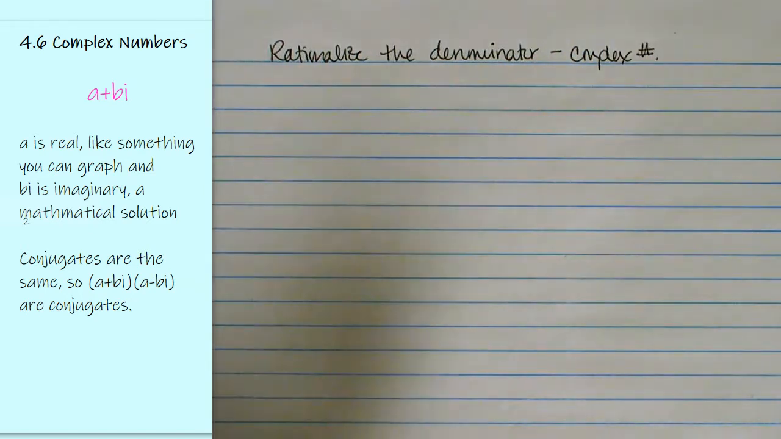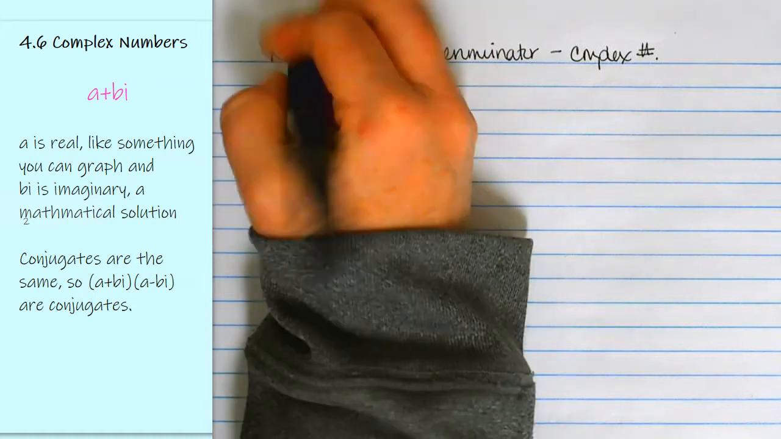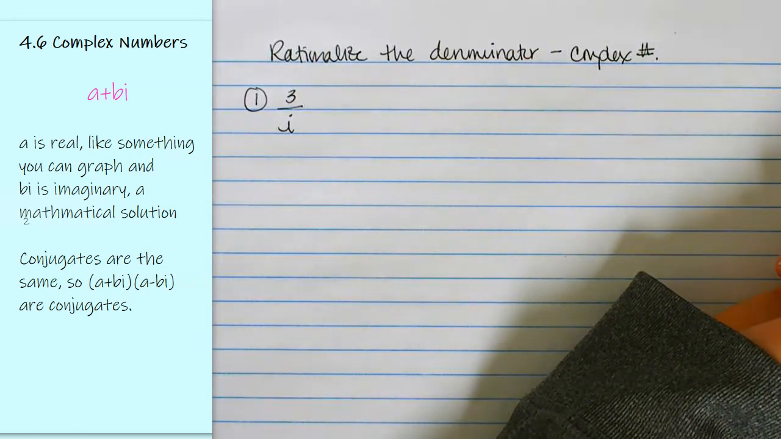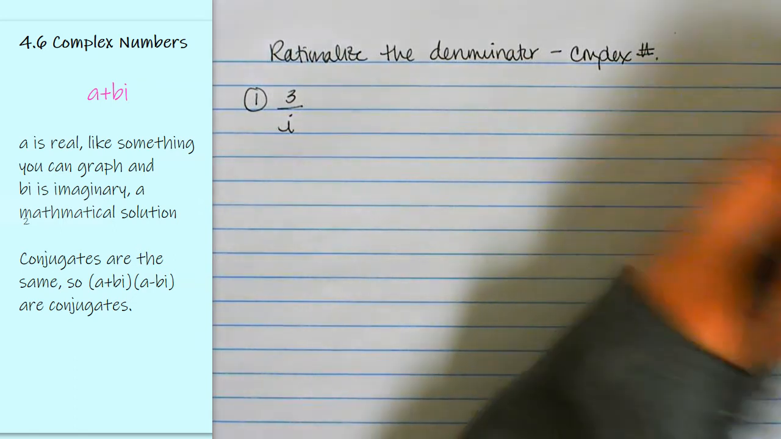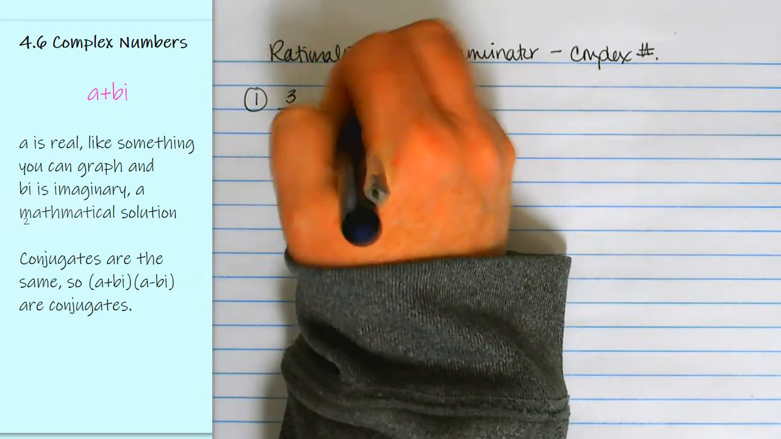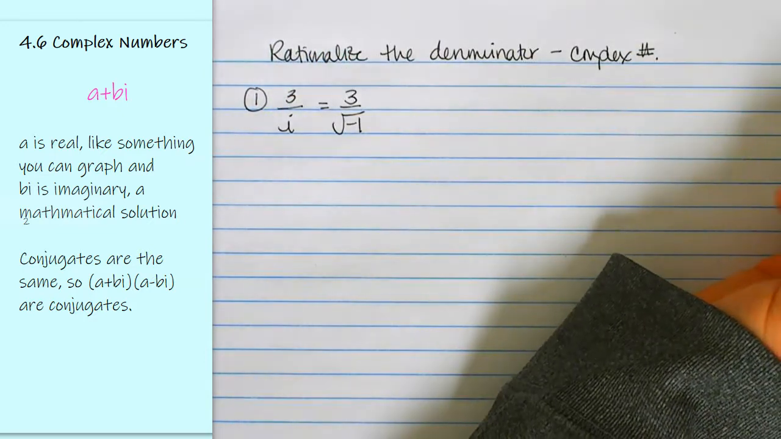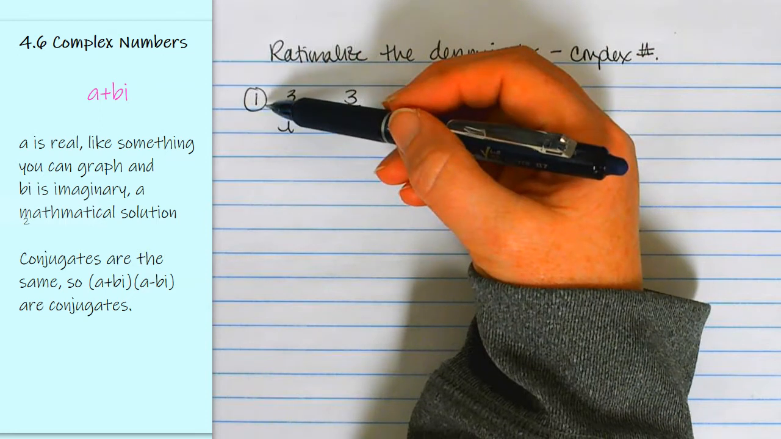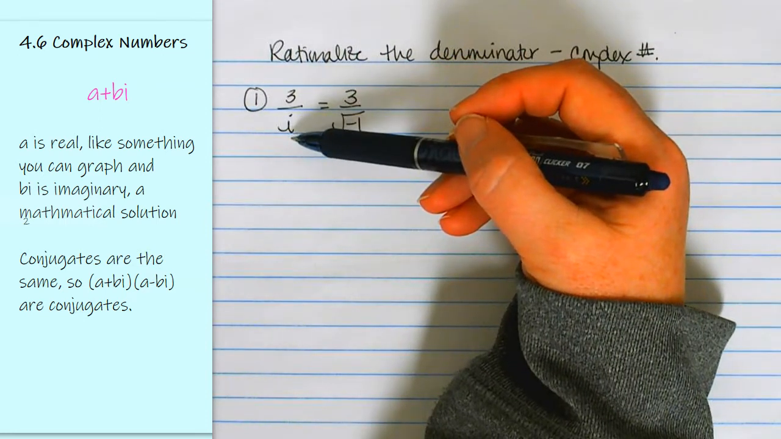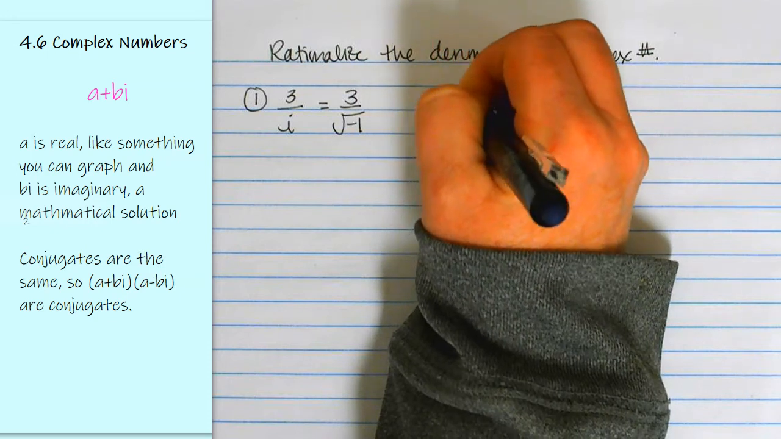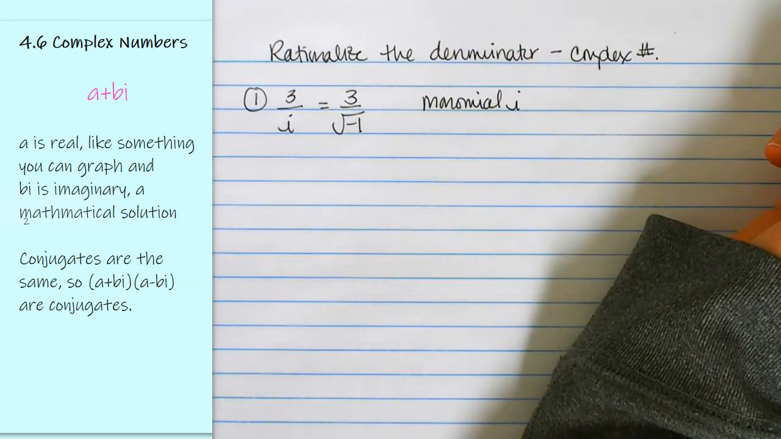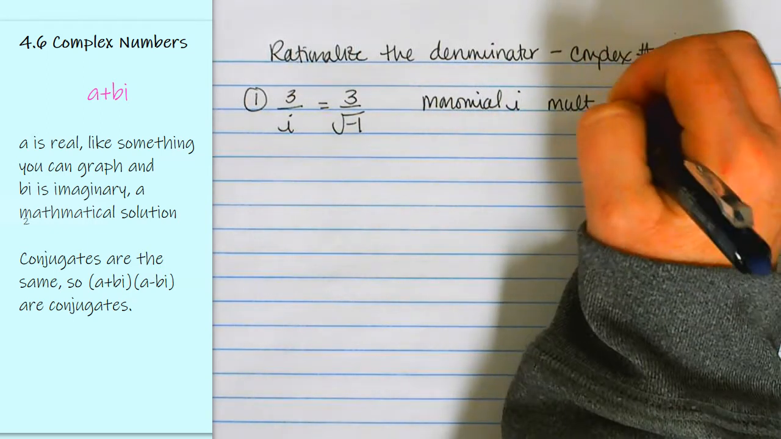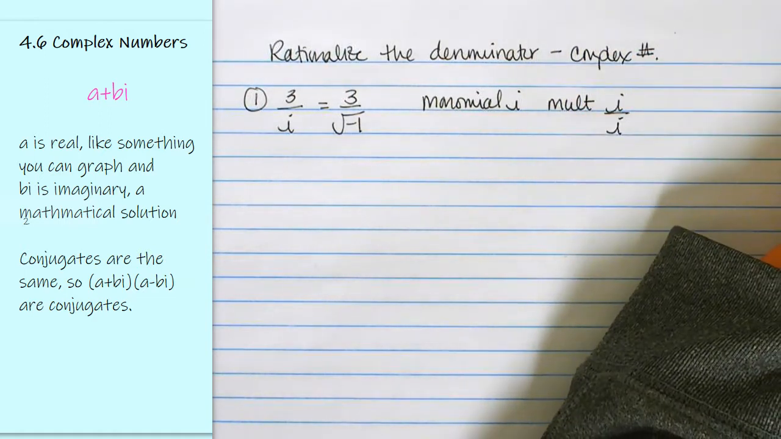So what does that mean? Well, that means that if we had example 1, like 3 over i, why do we have to rationalize that? So i is a square root. So this means 3 over the square root of negative 1, and that's not allowed. So we have to fix it so it doesn't have the square root of negative 1 in the denominator anymore. So our number 1 in the last section was if you have a monomial. If you have a monomial i in the denominator, that's the issue. You're going to multiply by i over i, and that's going to take care of it for you.